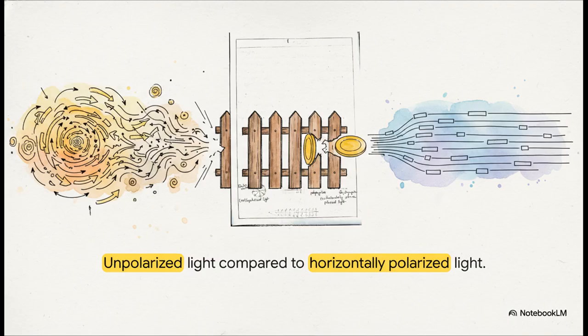Think of it exactly like trying to slide a frisbee through a vertical picket fence. If the frisbee is horizontal, crash, it doesn't get through. It only passes if you turn it perfectly parallel to the vertical gaps. That, in a nutshell, is polarization.